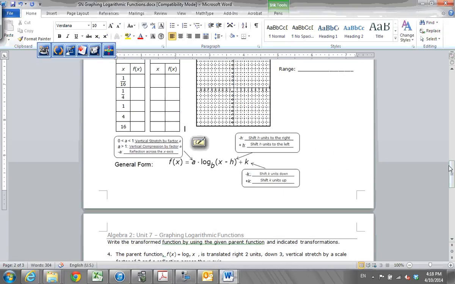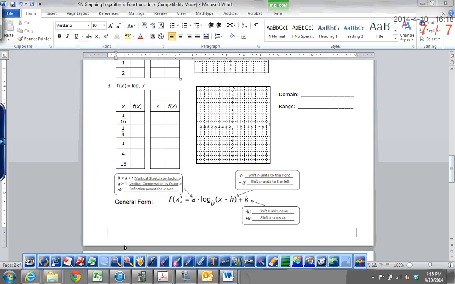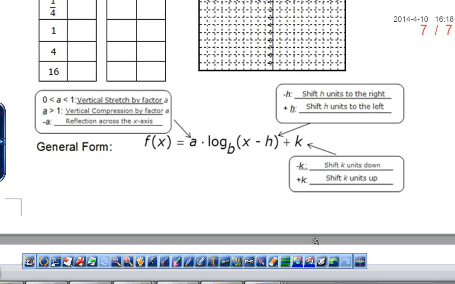Last thing is all the different transformations. It's everything the same as yesterday for exponential. For h, if it's a minus sign, it moves to the right. If it's a positive sign, it moves to the left. It's opposite of what we think would happen. If a is positive on the outside, it goes up. Negative goes down. And then lastly, if it's negative on the outside, it flips. And if a is a fraction, it stretches. So that's opposite of what we're used to seeing.